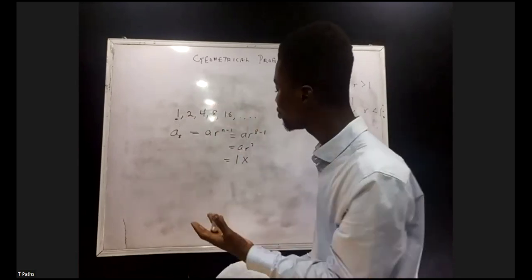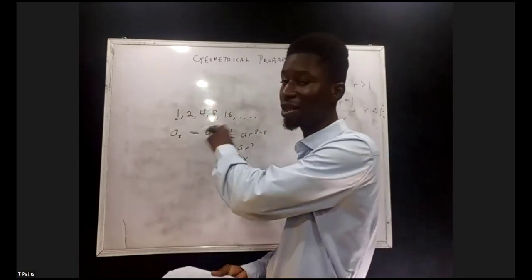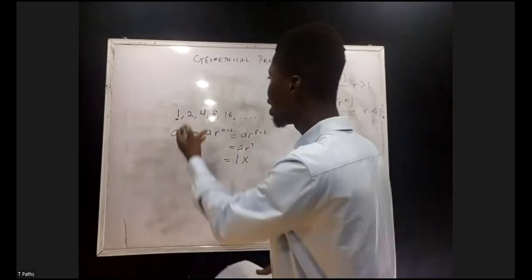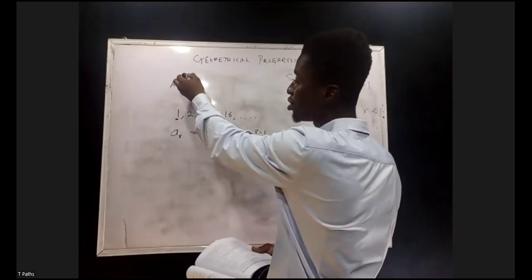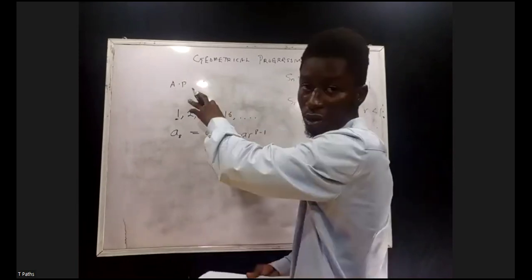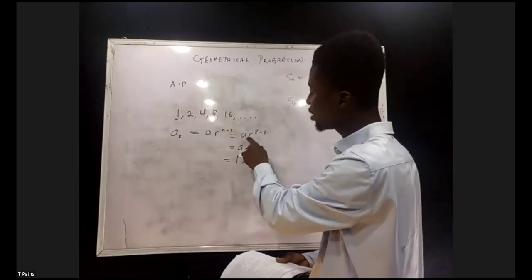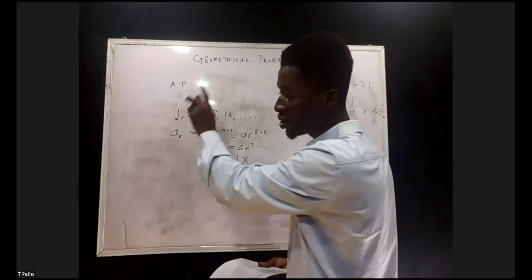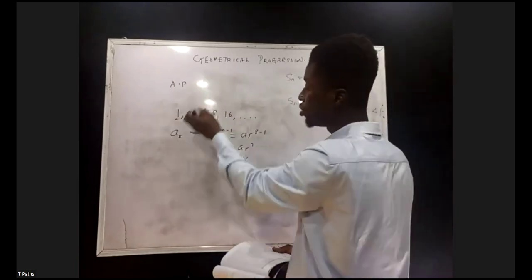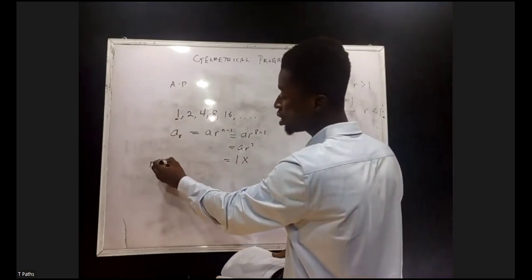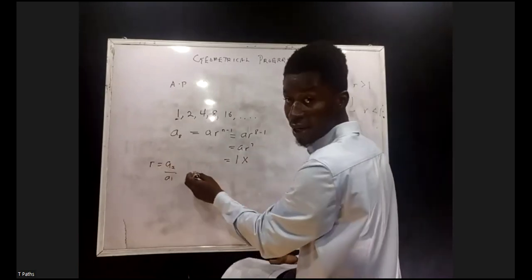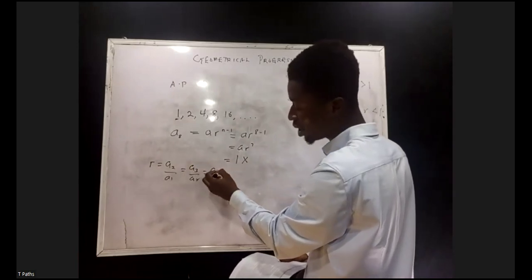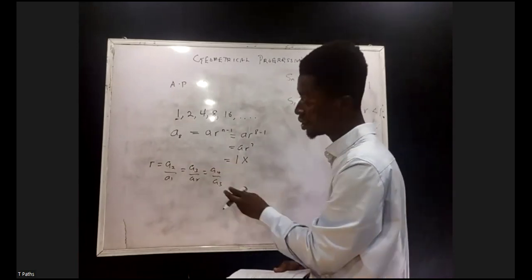Now, remember, I told you earlier, whenever you are dealing with a geometric sequence, you have what is called the common ratio, unlike your AP, your arithmetic progression, where you have the common difference. So now in this case, what is your R? Your R is simply A2 divided by A1. Do we get it now? Your common ratio R is A2 divided by A1, or A3 divided by A2, or A4 divided by A3. You still have the same answer.